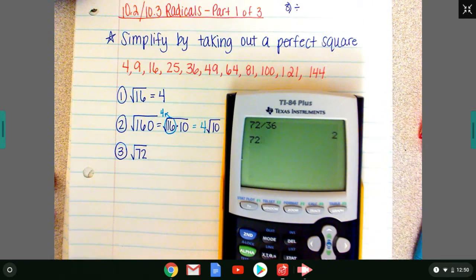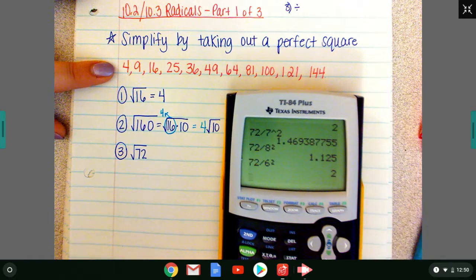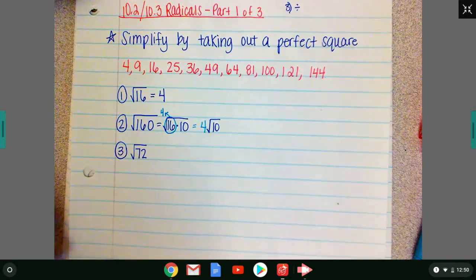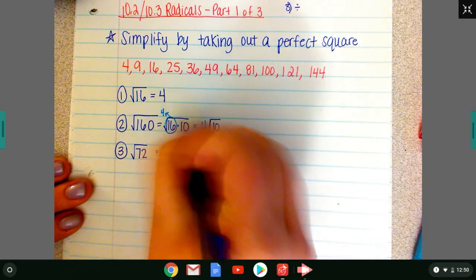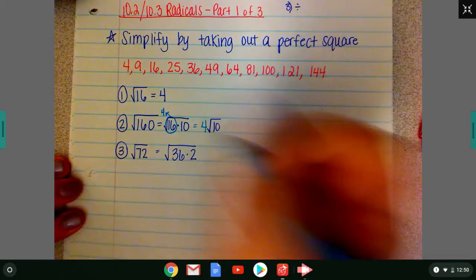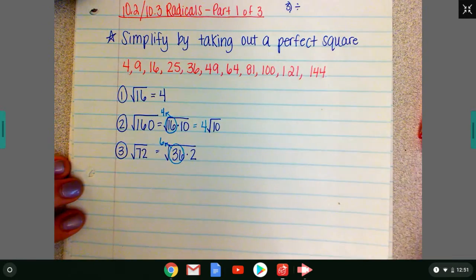Maybe you don't know your perfect squares very well, and you could be doing 72 divided by 7 squared, 72 divided by 8 squared, 72 divided by, I should go backwards, 6 squared. And then we would have got that. So 72 is 36 times 2, or 6 squared times 2. And the square root of 36 is 6, so that'll pull out and be a 6. And I'll be left with 6 root 2.